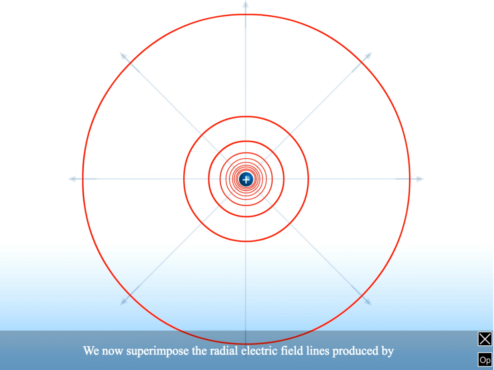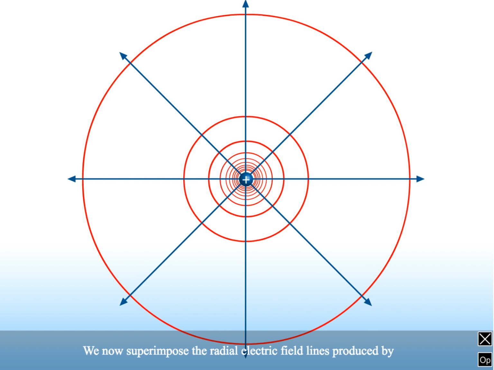We now superimpose the radial electric field lines produced by this positive charge. Note that these field lines are always perpendicular to the equipotentials. This is a completely general result, since to move between points in the direction of the electric field requires work to be done. The potential must change. Consequently, an equipotential must everywhere be perpendicular to the electric field.